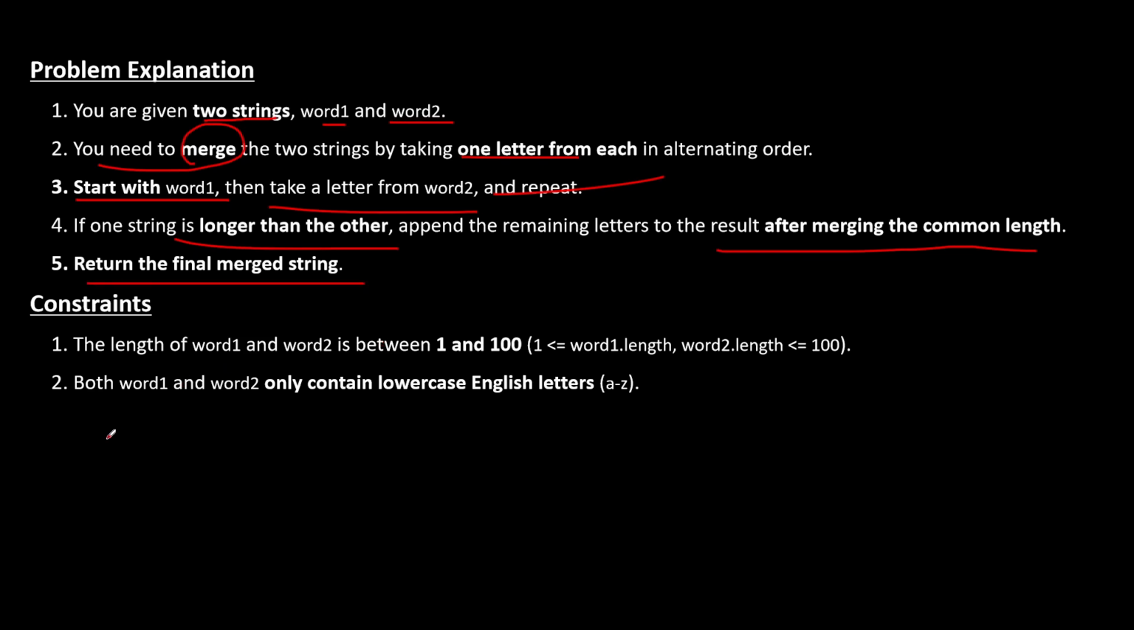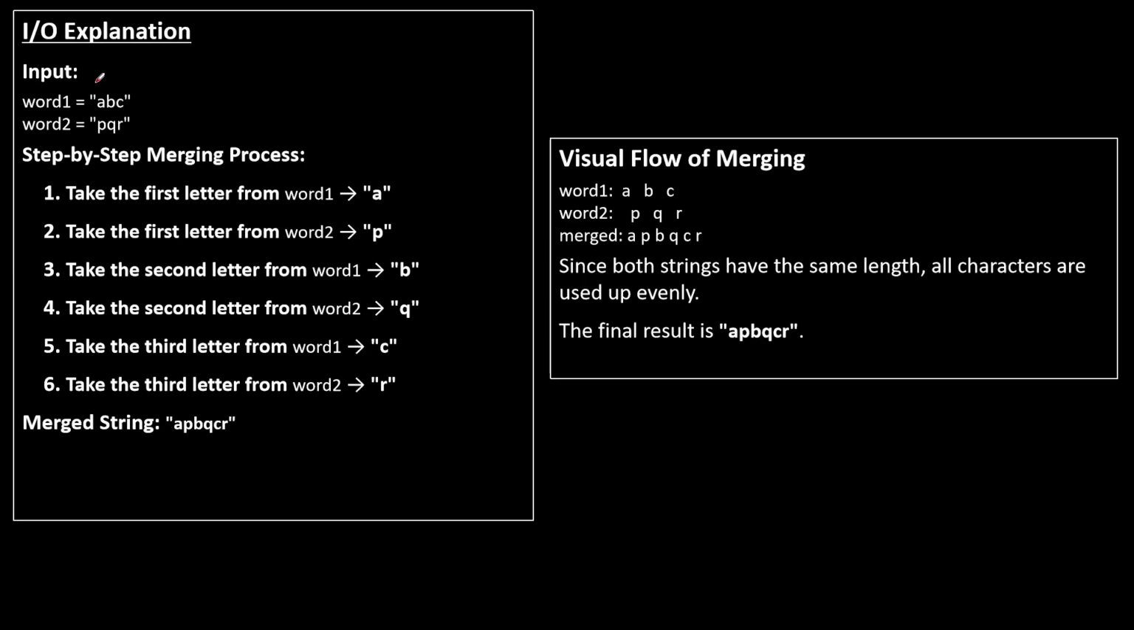The constraints are that word 1 and word 2 lengths are between 1 and 100, which means that the word 1 length and word 2 length will be between 1 and 100. Both word 1 and word 2 will contain only lowercase English letters. Now let's go with the input output explanation.